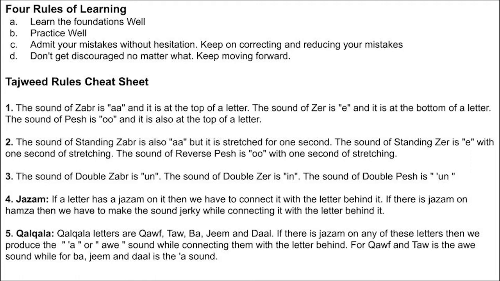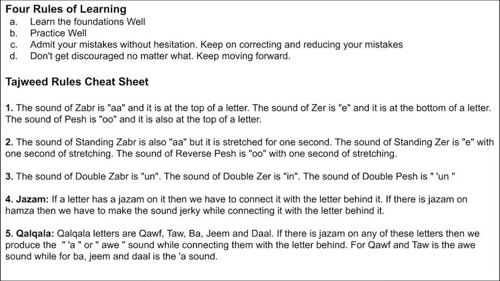The sound of zabar is a and it is at the top of a letter. The sound of zair is e and it is at the bottom of a letter. The sound of pesh is u and it is also at the top of a letter.